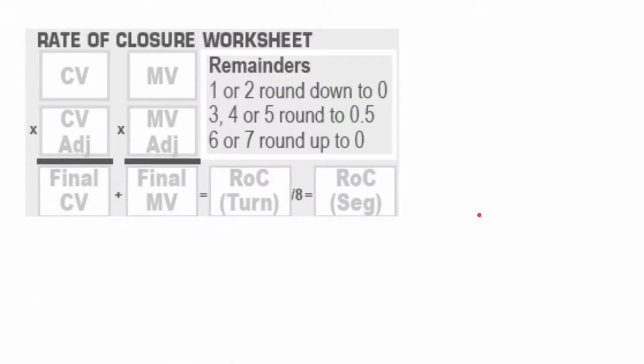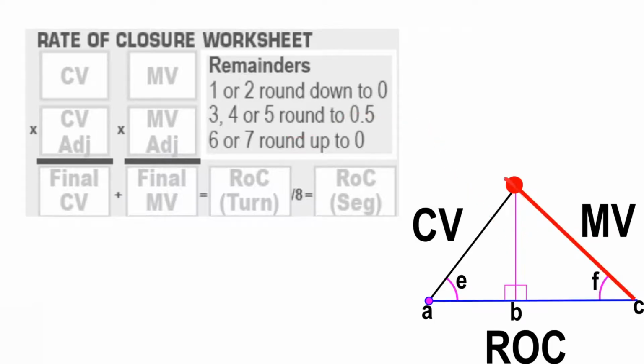Now, mapping this back to the worksheets for Shellstars. This should hopefully start looking obvious. This is the rate of closure worksheet in the big section of worksheets for the Shellstars. And we're not going to really worry about remainders right now. Everything will still be done in inches. So again, this is our triangle right here. Just a reminder, this CV corresponds to this CV, this MV corresponds to this MV, and we want to get our rate of closure, which is down here.